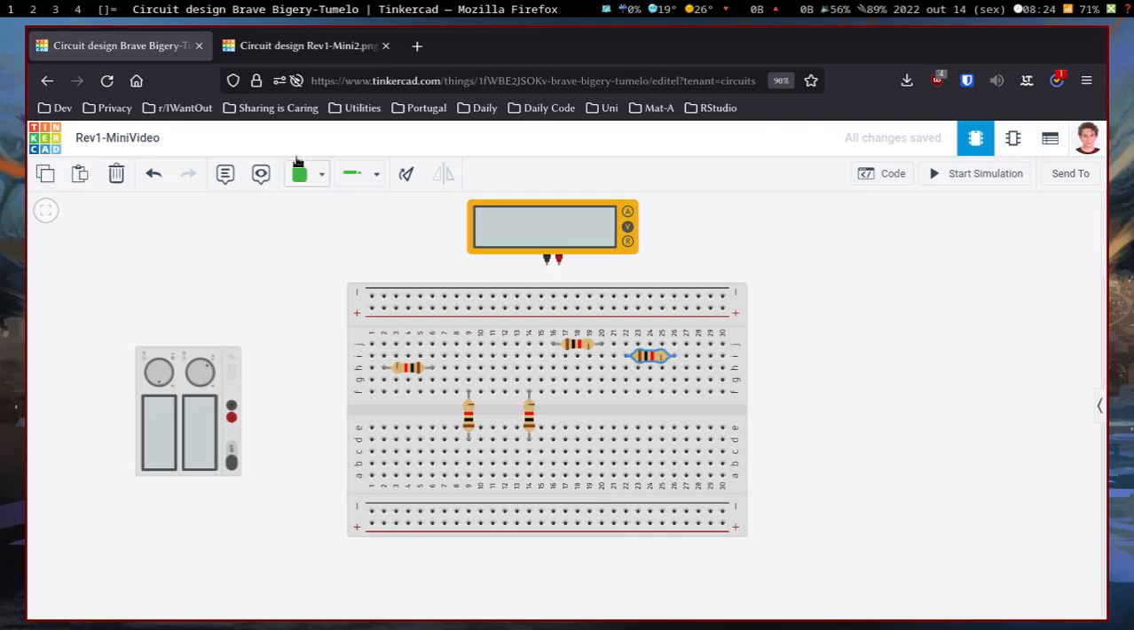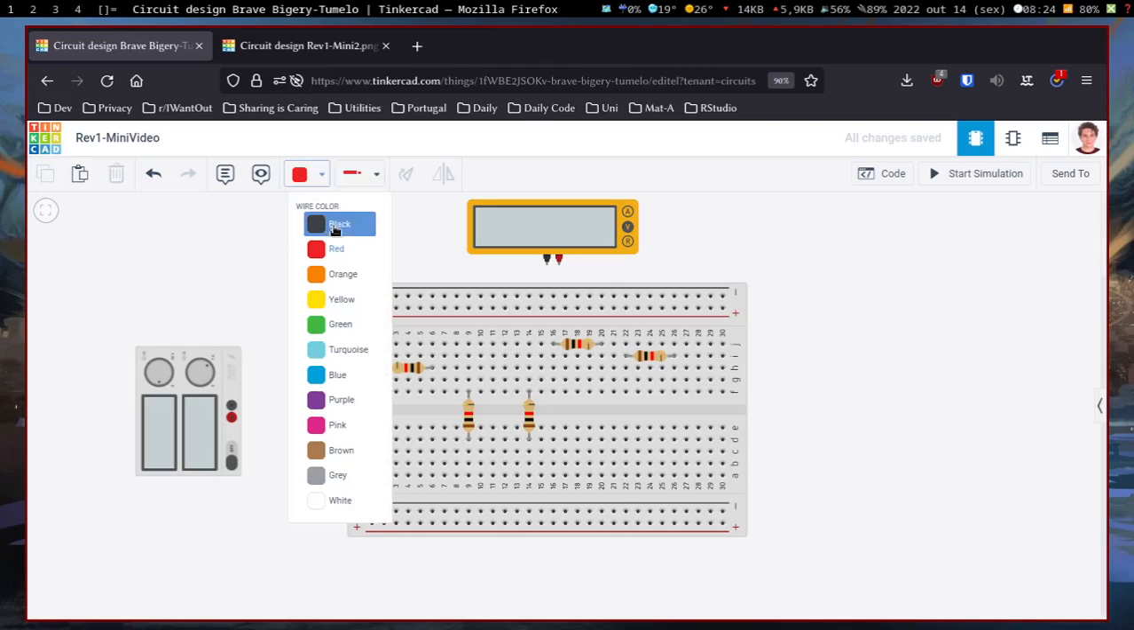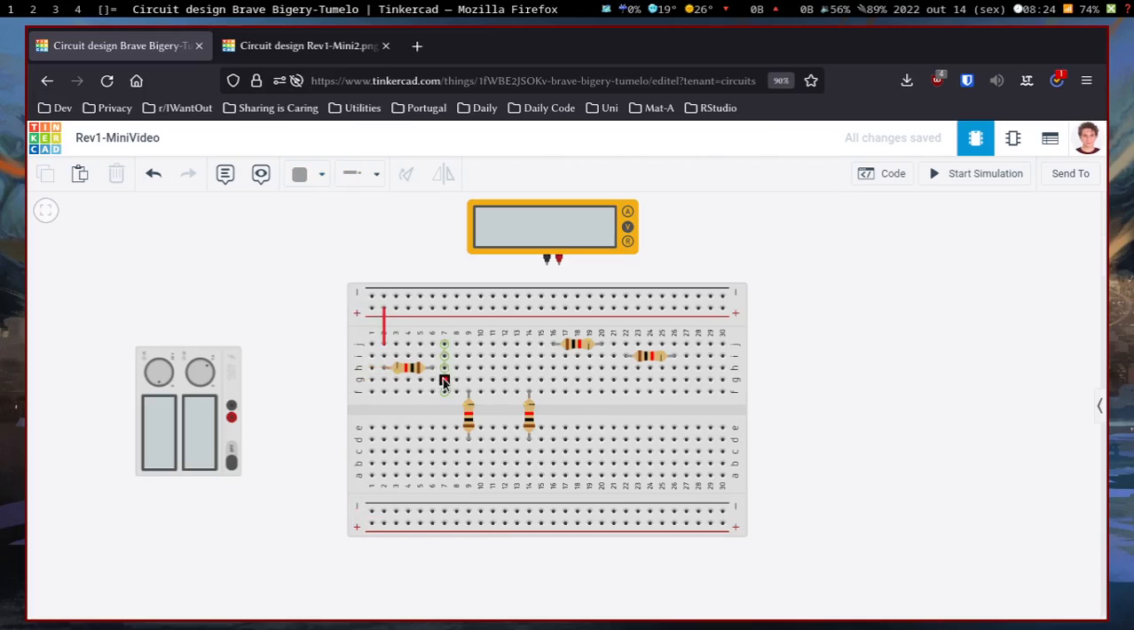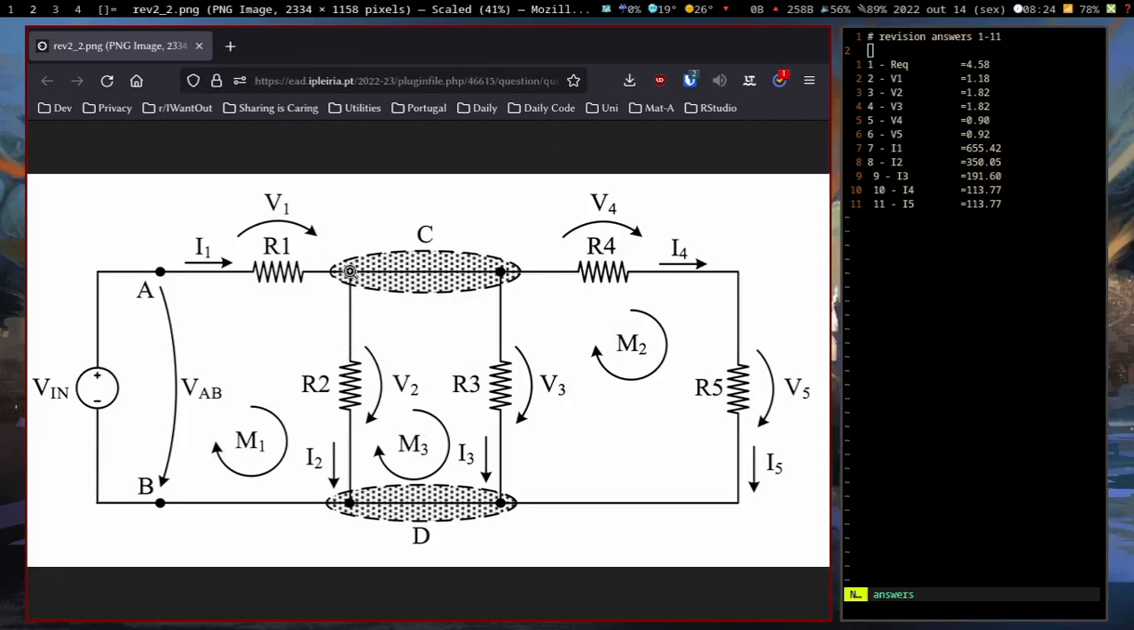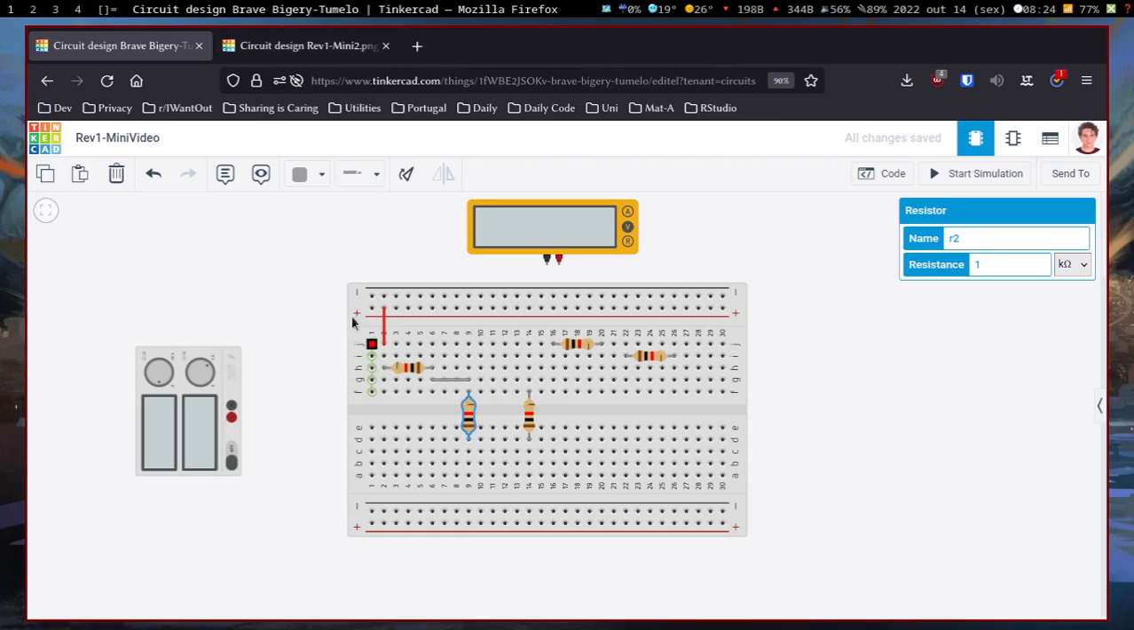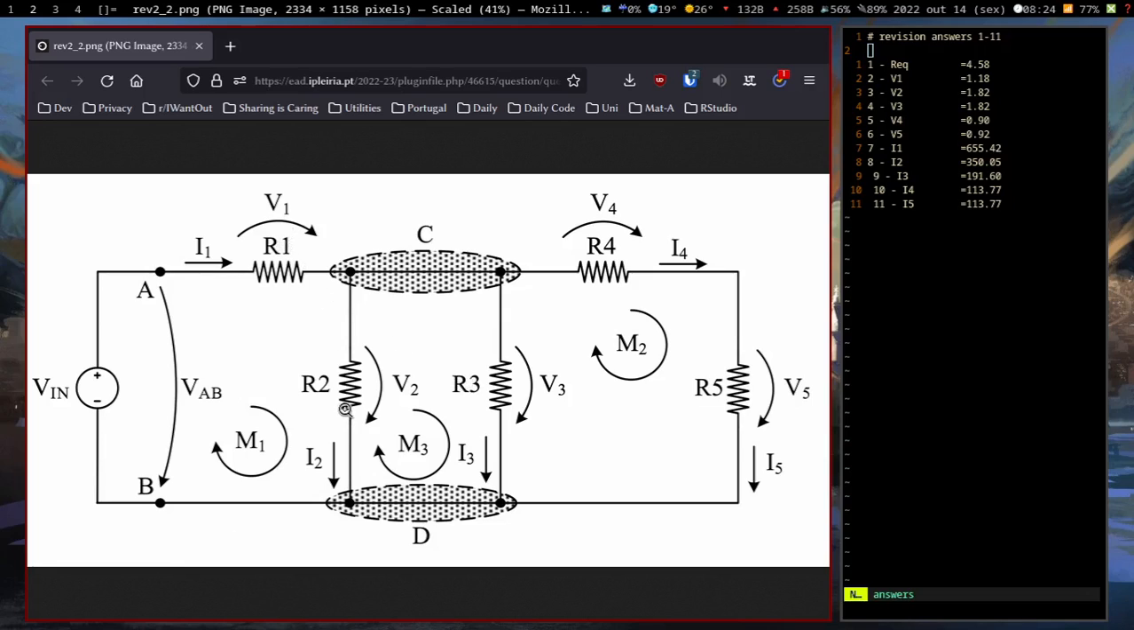Now we have to make some lines to link them. First thing, let's link this node to the positive line. We can assign this red. Now this little thing needs to be in the same node as R3. See, because this node is from R2. So R1 is the same node as R2. Okay.